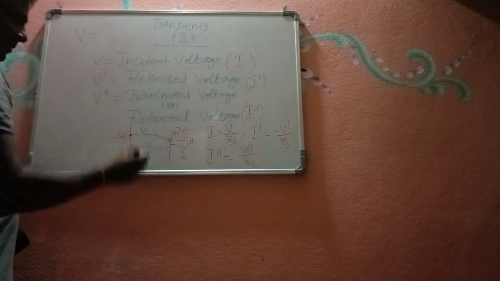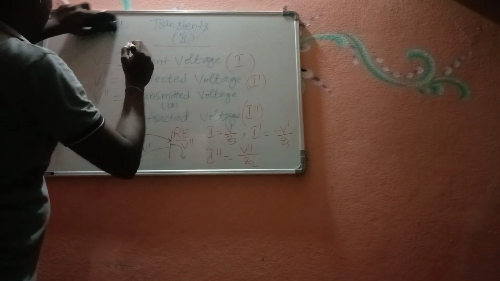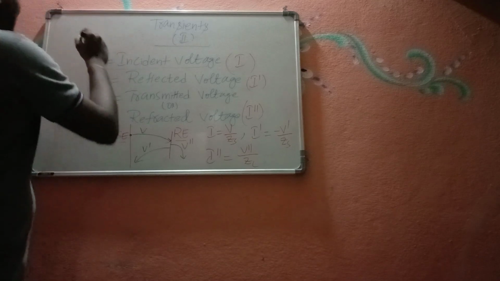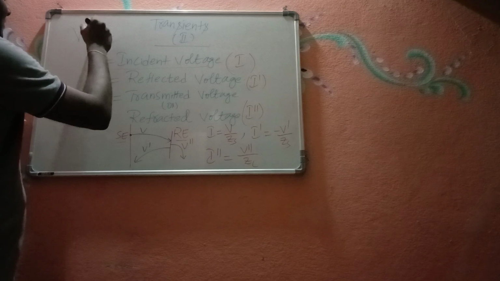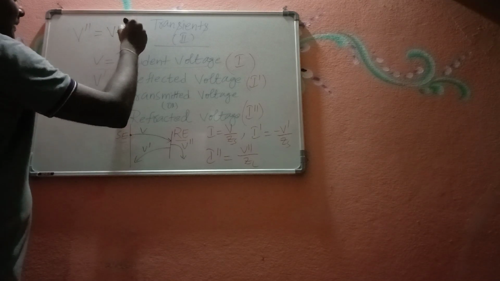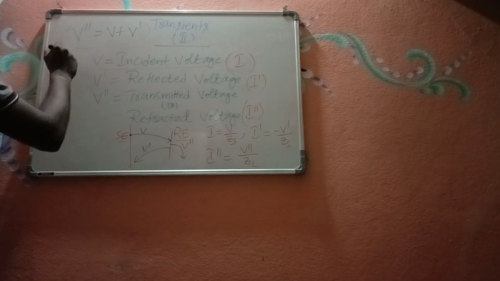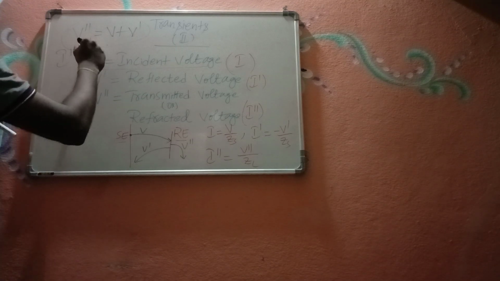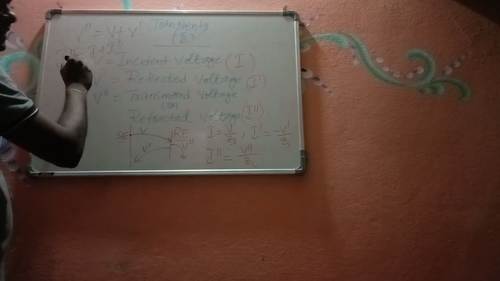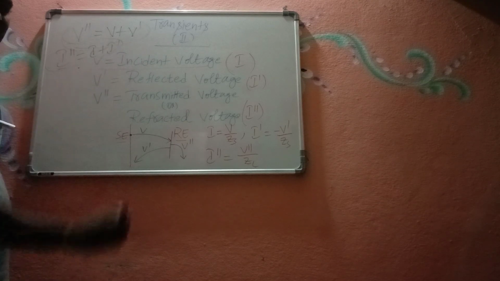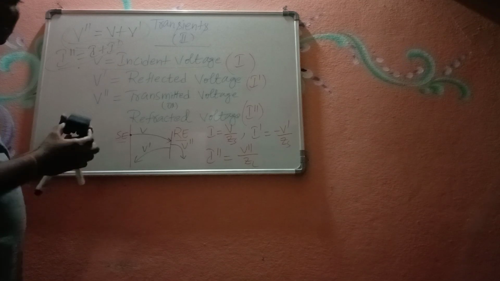So by seeing this, we can understand from the basics that the transmitted voltage is the sum of two different voltages: V double dash is equal to V plus V dash. This is the condition that we need to know. Similarly for currents, I double dash is equal to I plus I dash. So I double dash equals I plus I dash and V double dash equals V plus V dash. These are the voltages and currents for transients.